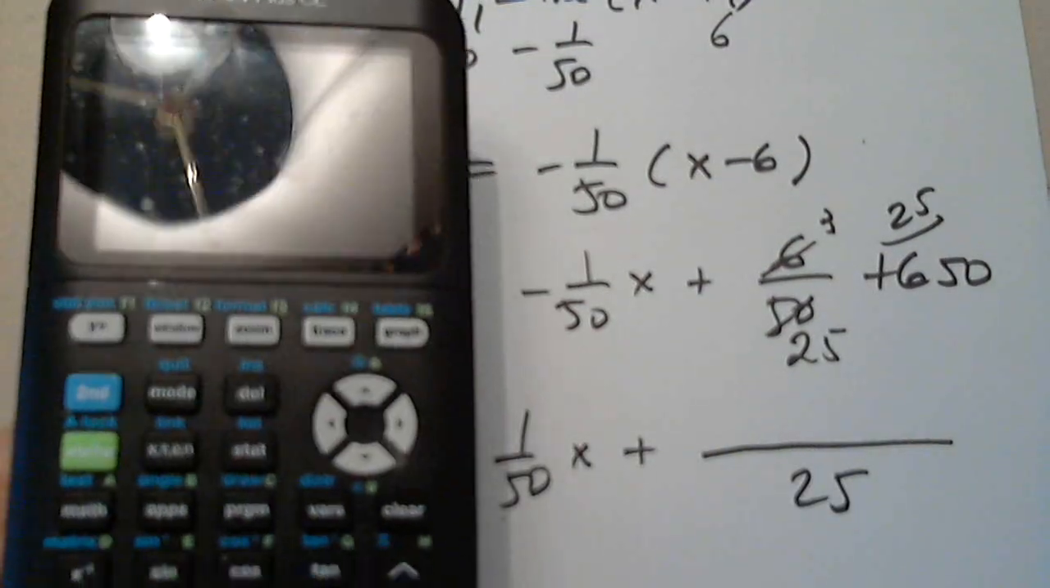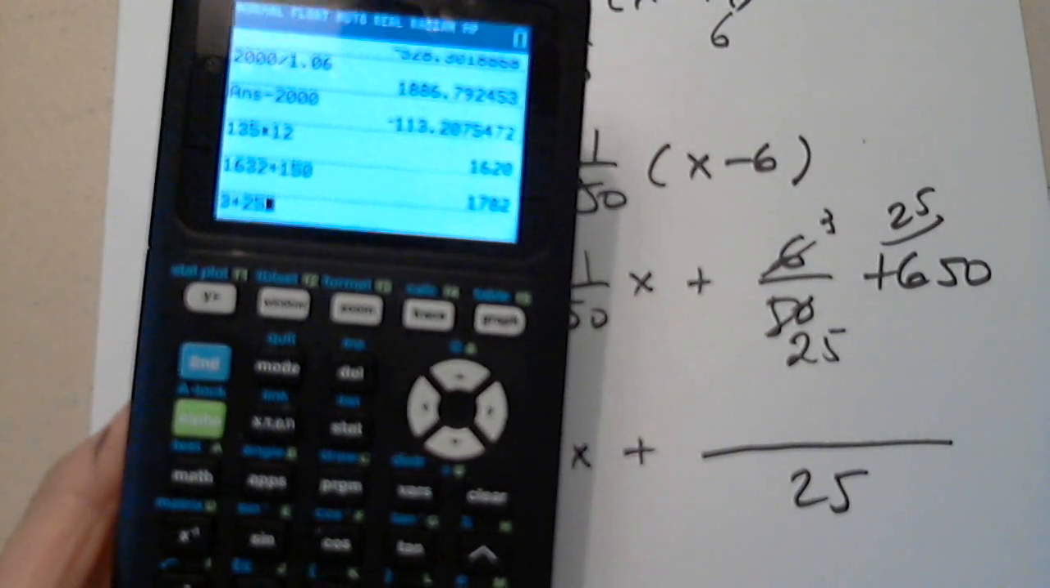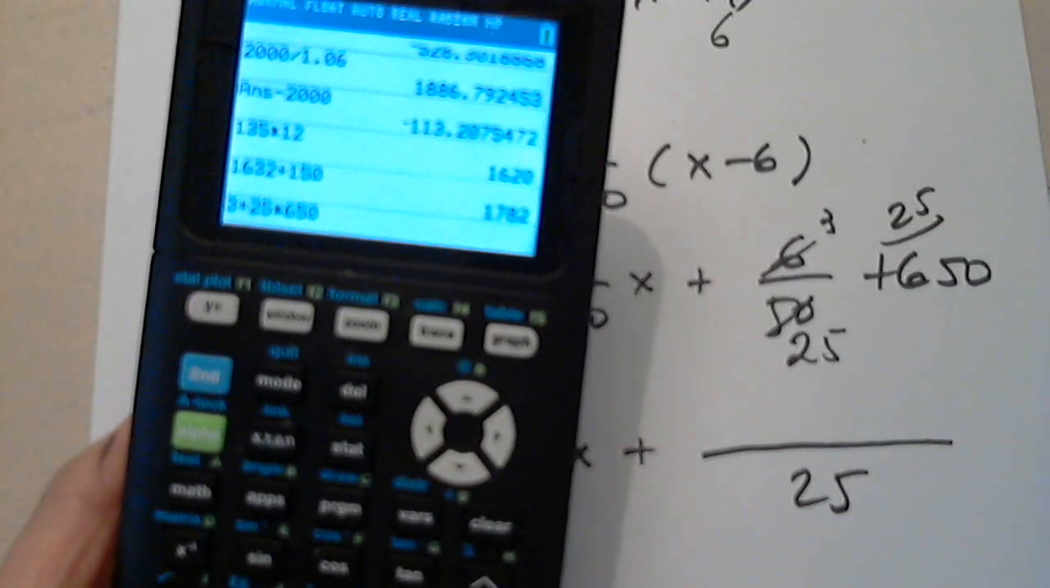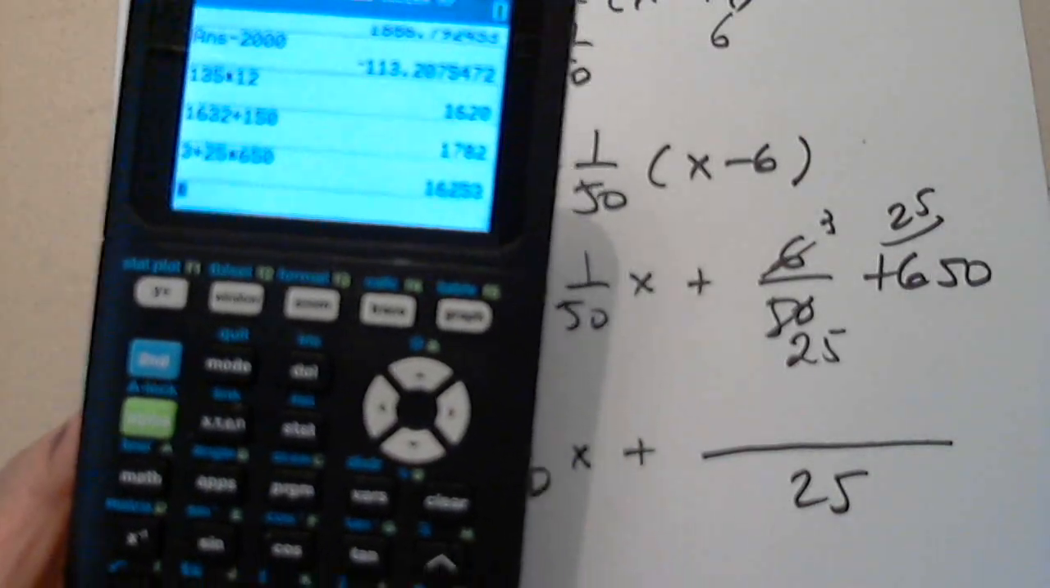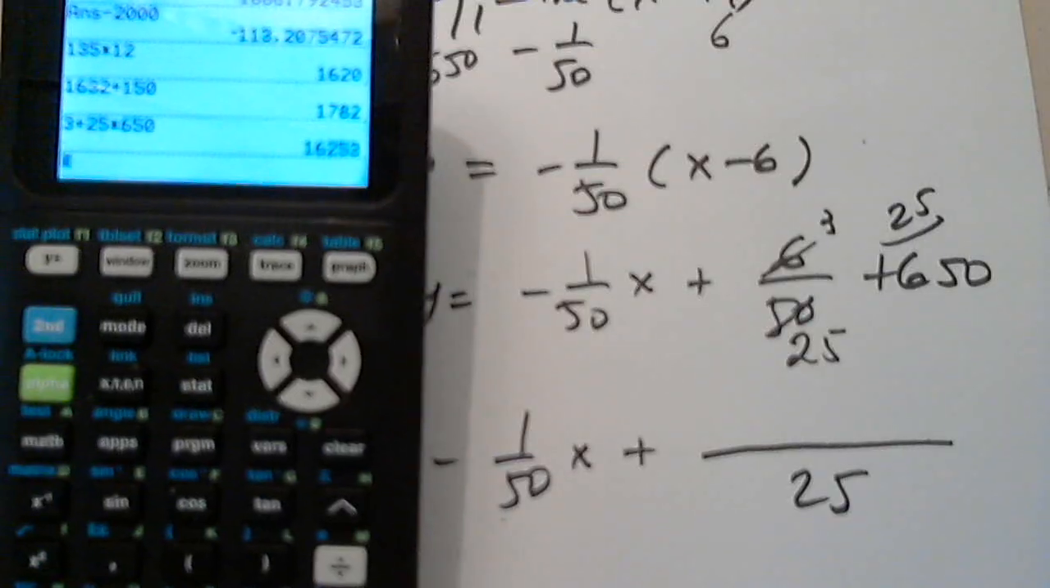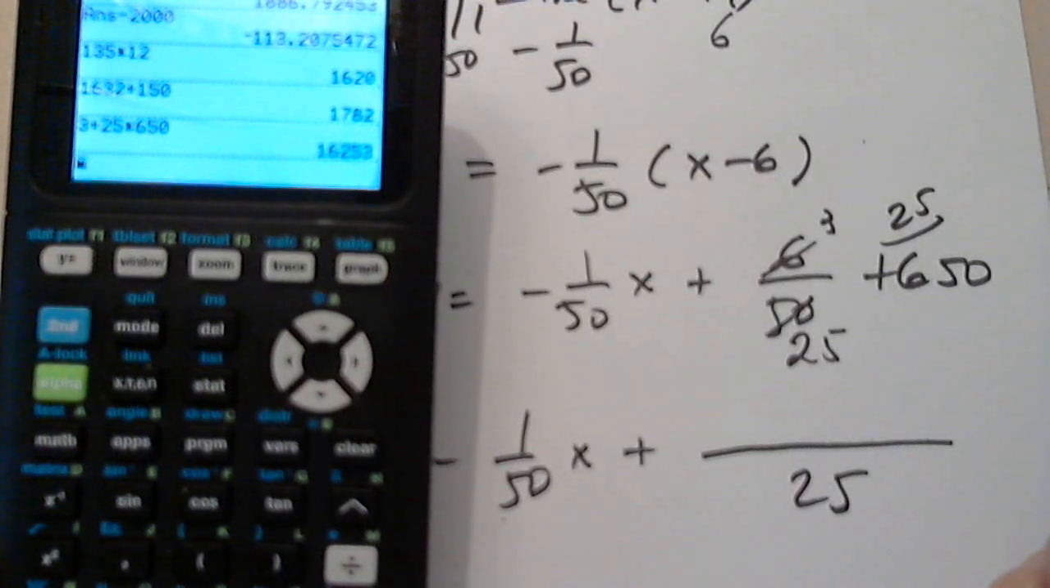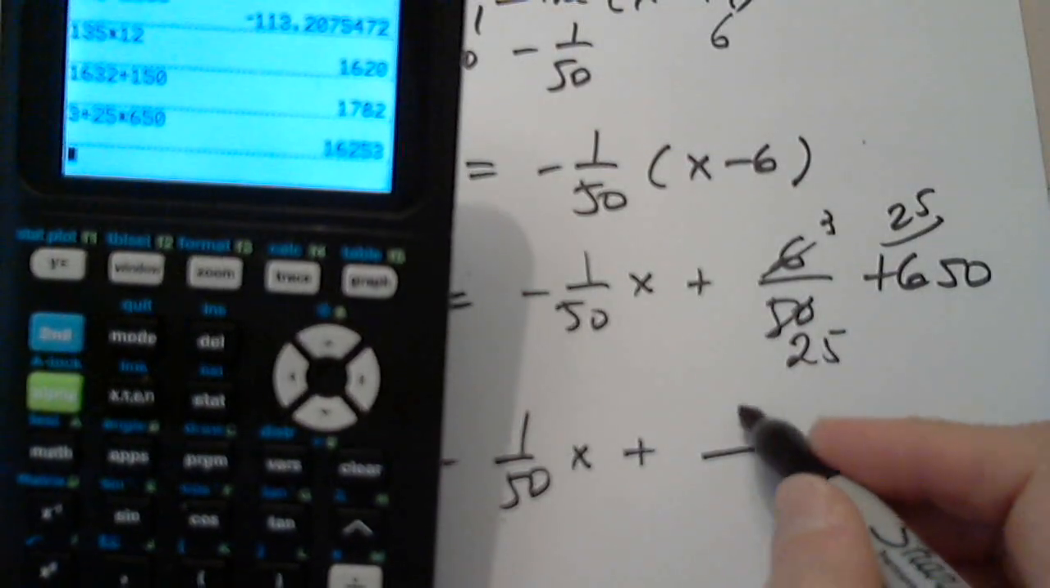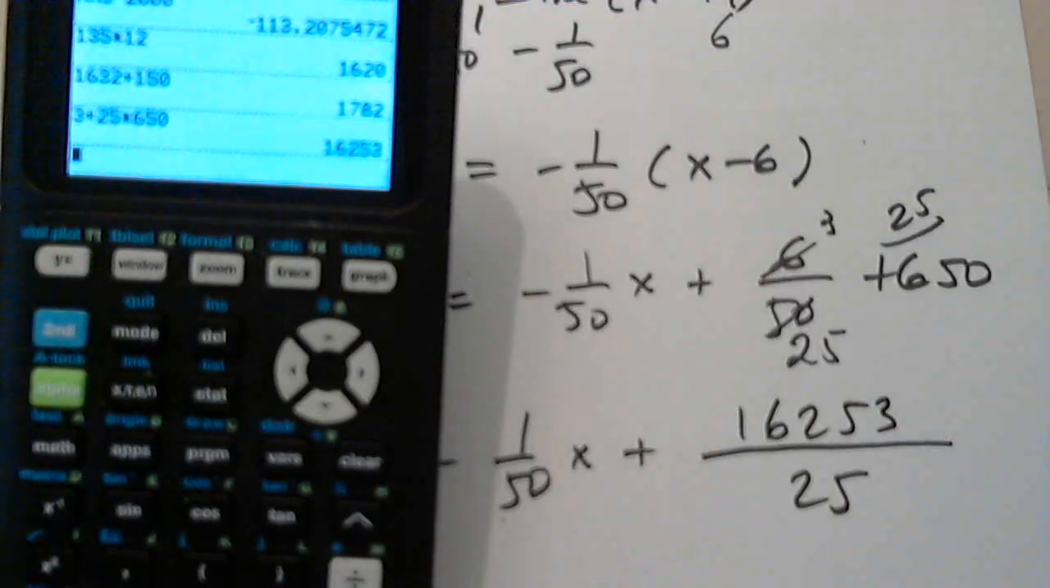So, quickly, what do I get? 3 plus 25 times 650. So I simplify by 2. 16253.